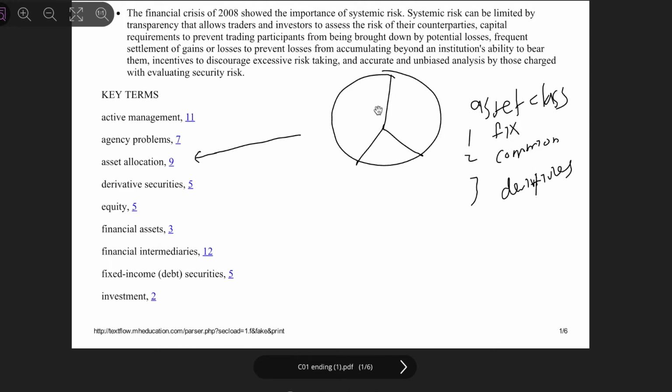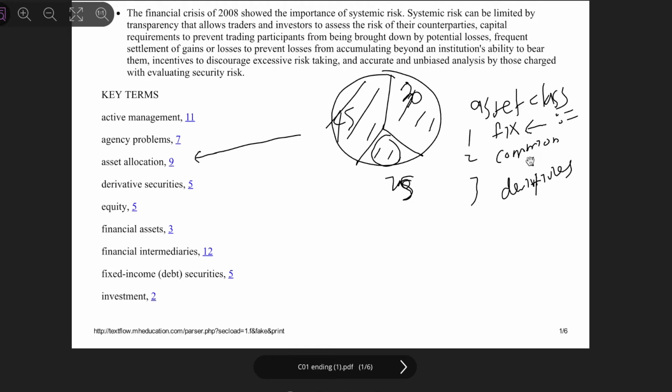Derivatives. Anyway, we can select the proportion by asset class. So let's say I want to have 30% of the fixed income, 20% of the common stock, 25% and 45% of the derivatives, right? So we can choose this and then move on to what kind of fixed income I want, right? I want T-bill, I want T-bond.